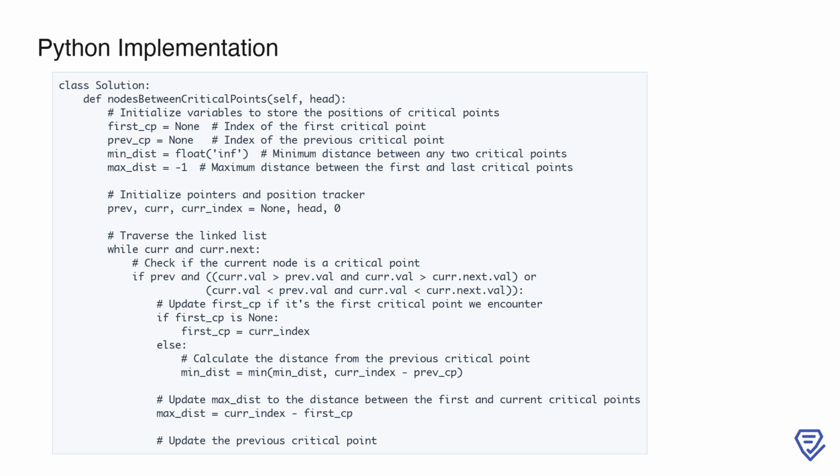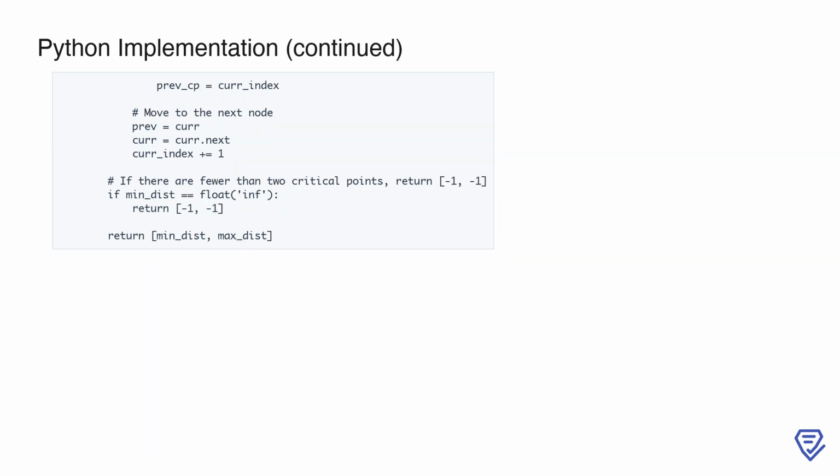For subsequent critical points, we calculate the distance from the last critical point using cur_index and prev_CP, updating min_dist accordingly. Additionally, the maximum distance, max_dist, is updated as the distance from the first critical point to the current one. Once the distance calculations are updated, we also set prev_CP to the current index to keep track of the latest critical point.